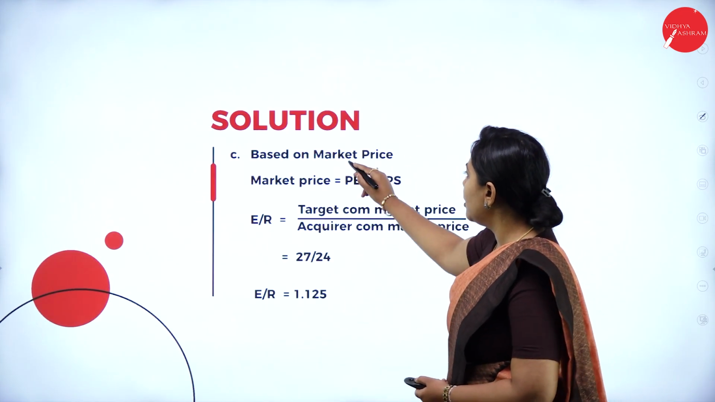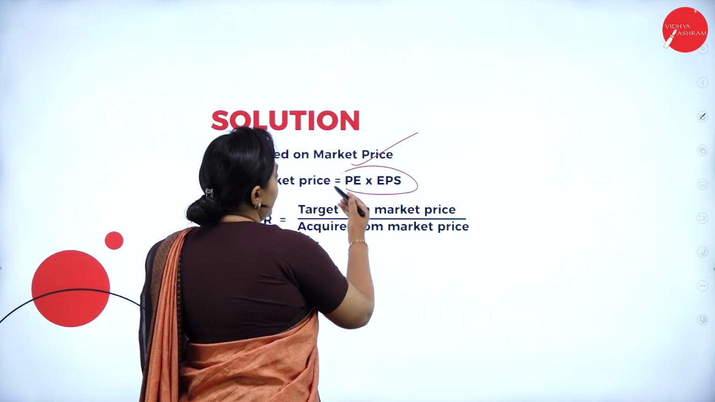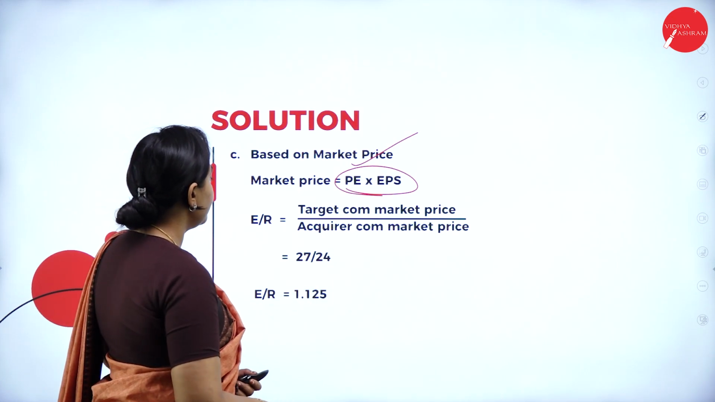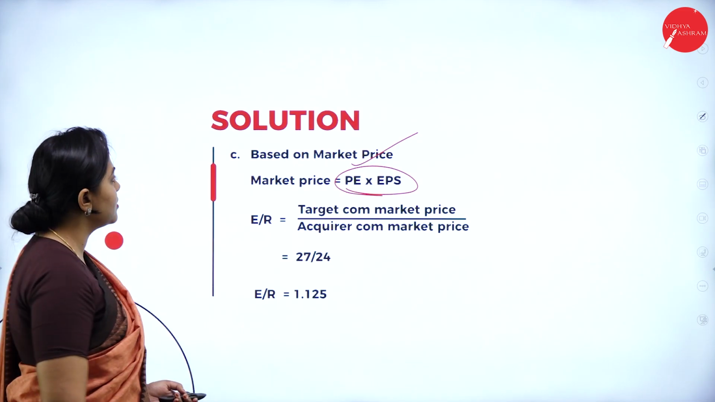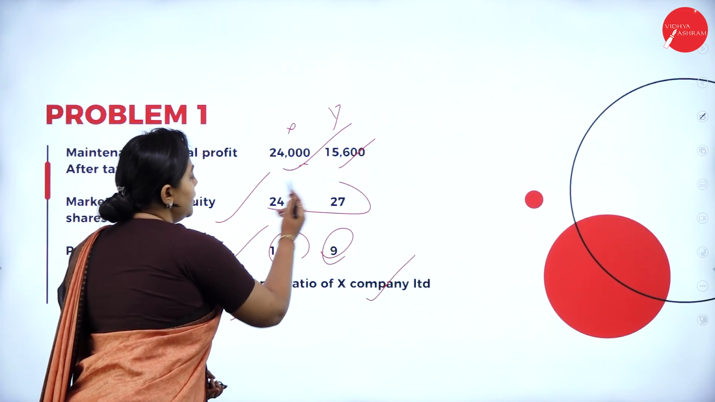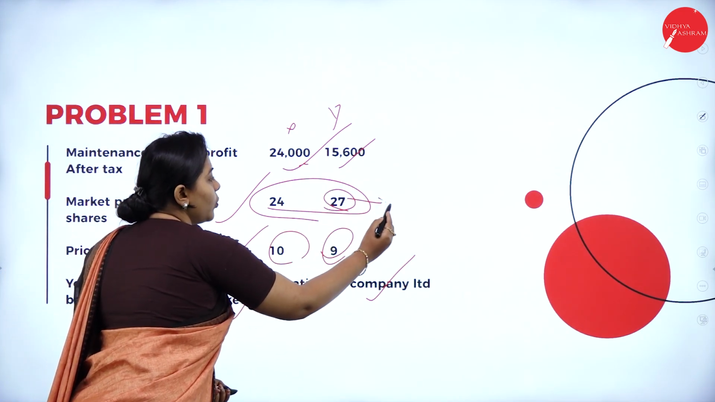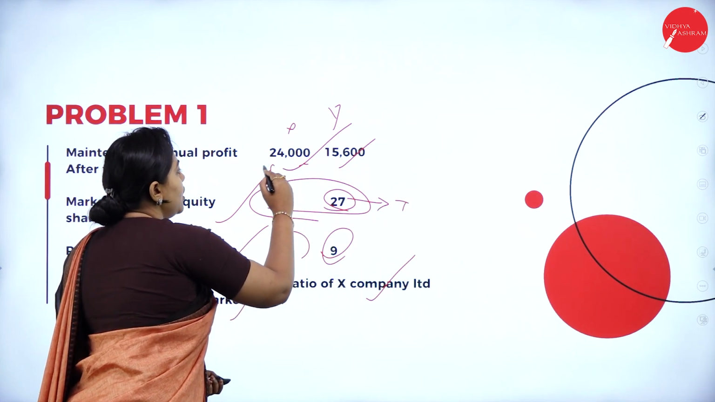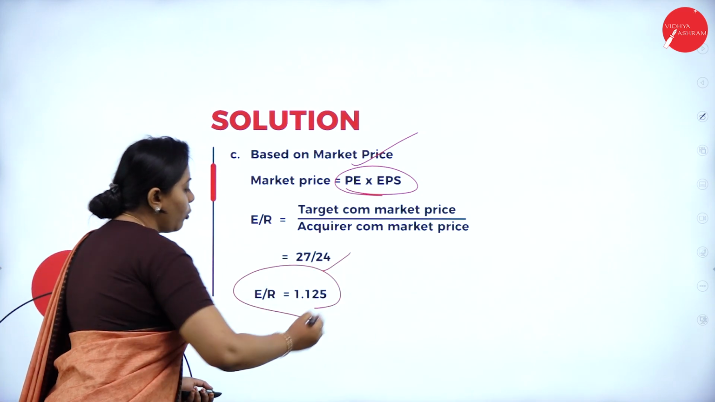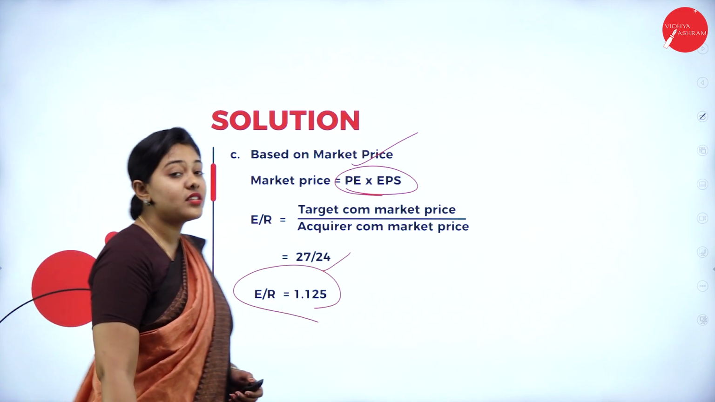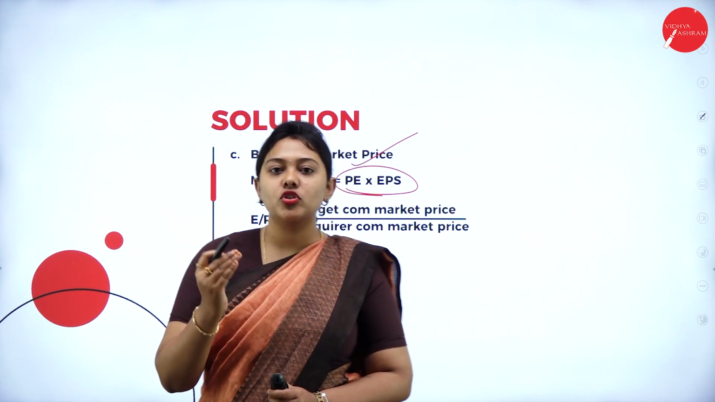Similarly, we need to calculate the market price. Market price is equal to price to earning into EPS. But the target company market price and acquirer company market price, directly they have given in the question. So target company 27, acquirer company 24. So 27 divided by 24, the exchange ratio will be how much? 1.125.